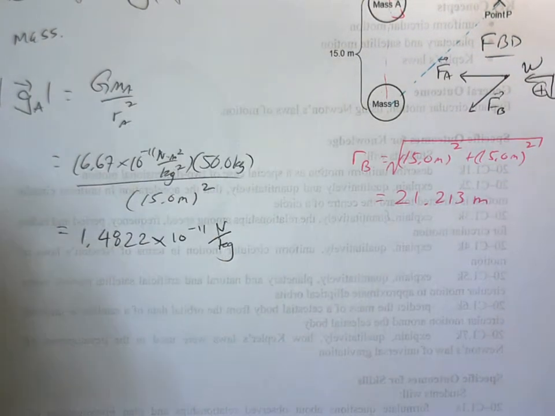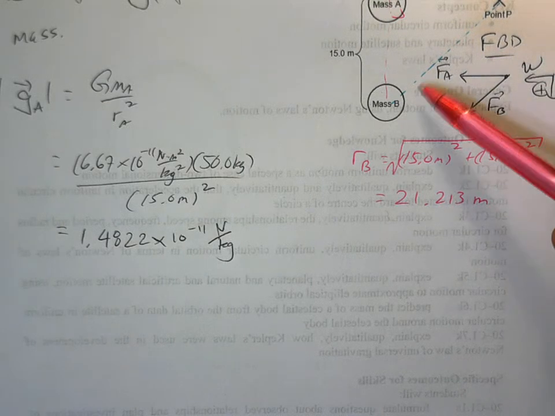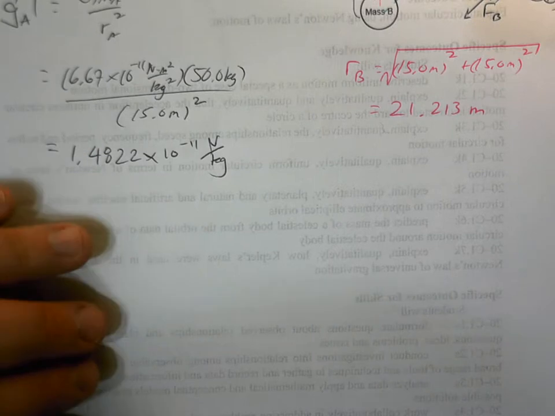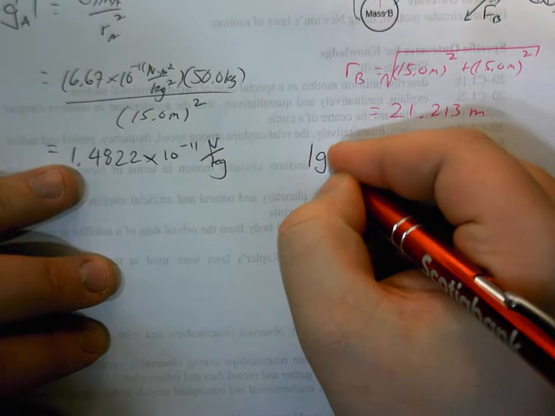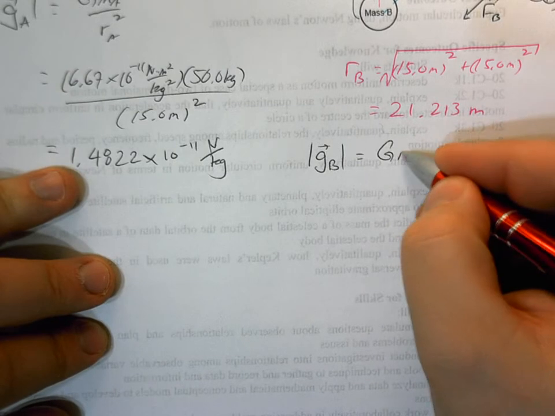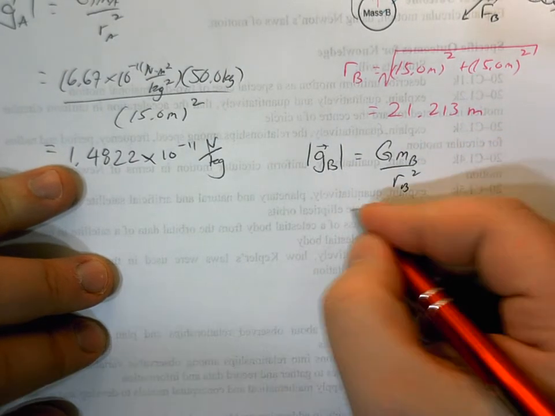21.213 meters. So now that we know the distance along this line here, now we can find the gravitational field strength because of B, or its magnitude anyways. So the gravitational field strength is going to be big G times the mass of B over that distance we just found.